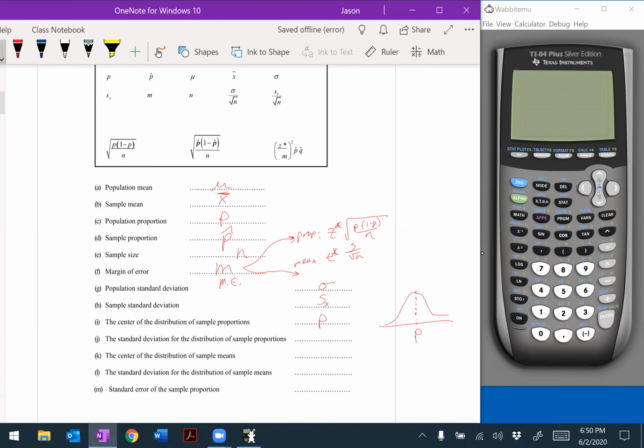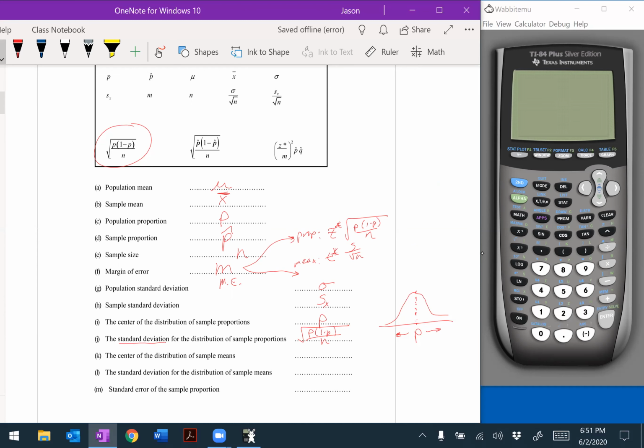What's the standard deviation for the distribution of sample proportions, or what we would call the standard error? Which one's going to give us the distribution for sample proportions? That is this guy here. This is the square root of P times 1 minus P, all over N.